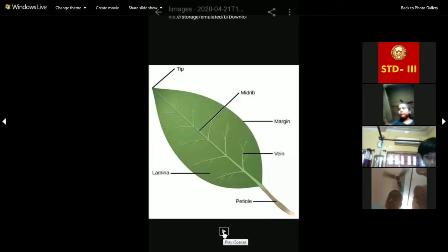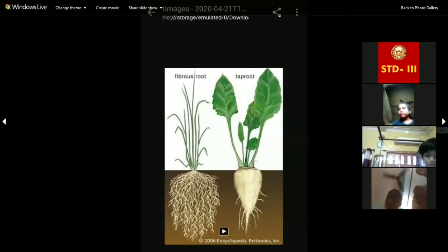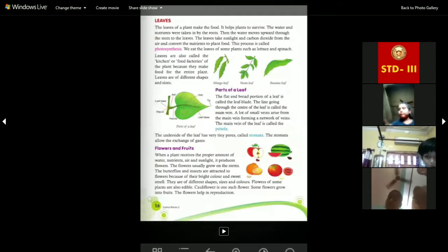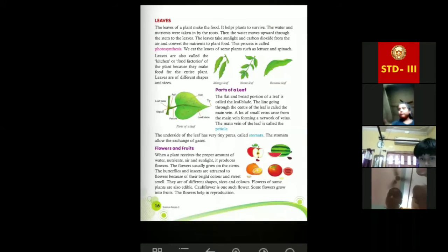Okay, here you can see. So this is page number 16 from your book. Here you can see that we will have to learn about the leaves. We have seen that the shoot system has so many different parts. They are the flowers, the leaves, the fruits, the stems. So now we will learn about the leaves.